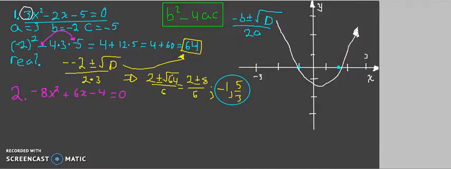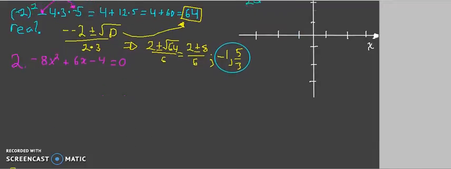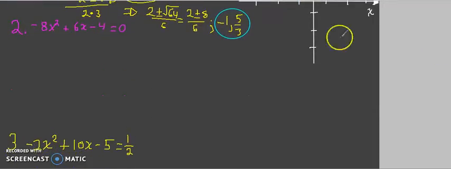Alright, so moving on to the next question, let's go on to number 2. This time we are given the equation -8x² plus 6x minus 4 is equal to 0. Okay, so this time let's see if you can figure out if the discriminant is positive or negative on your own. And just take a couple minutes to work on that by yourself.